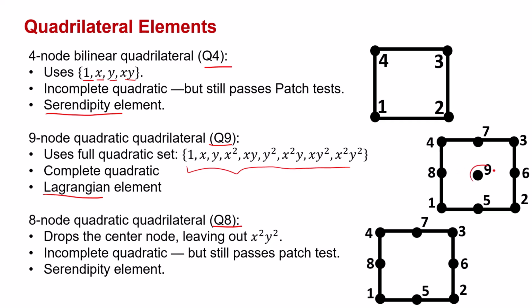Finally, the 8-node quadratic quadrilateral or Q8 element drops the center node. As you can see here, it is dropped in Q8 and therefore omits the x squared y squared term. This makes the interpolation incomplete quadratic, but it still satisfies the patch test requirements and is also classified as a serendipity element. I will briefly explain the difference between serendipity and Lagrangian elements at the end of the video.